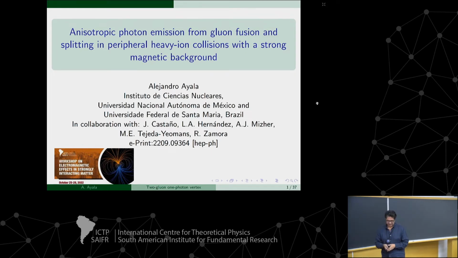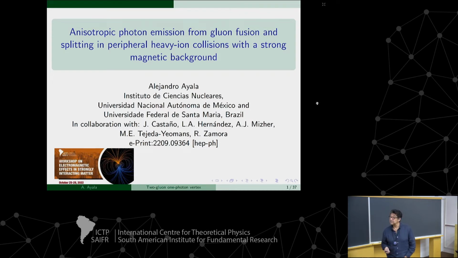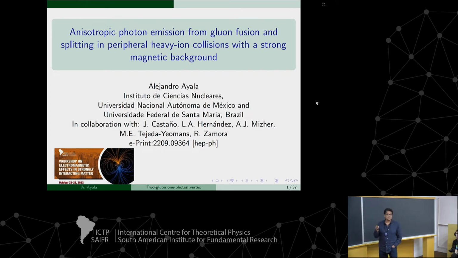So I'm very happy to talk about this recent research that we've been carrying out for a long time, as a matter of fact. But these are the latest results. And the general context is heavy ion collisions, the physics of heavy ion collisions, and in particular, the photon production in these kinds of reactions.